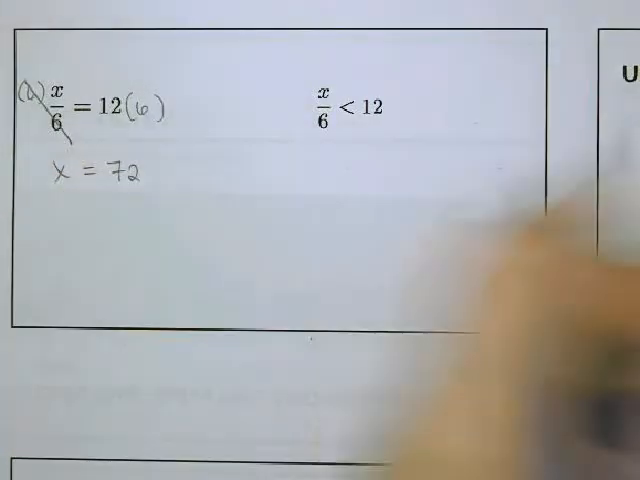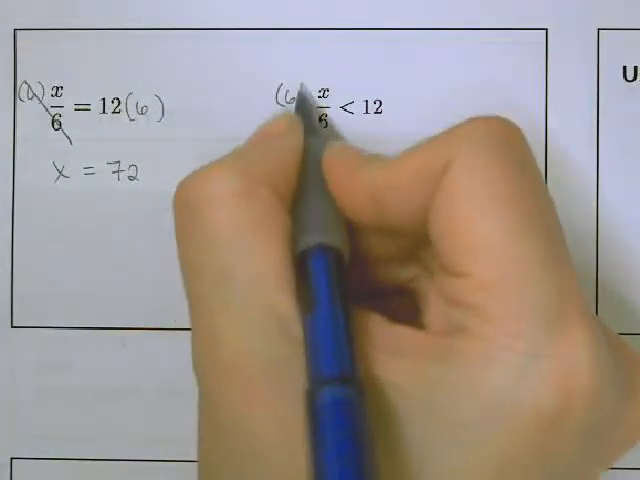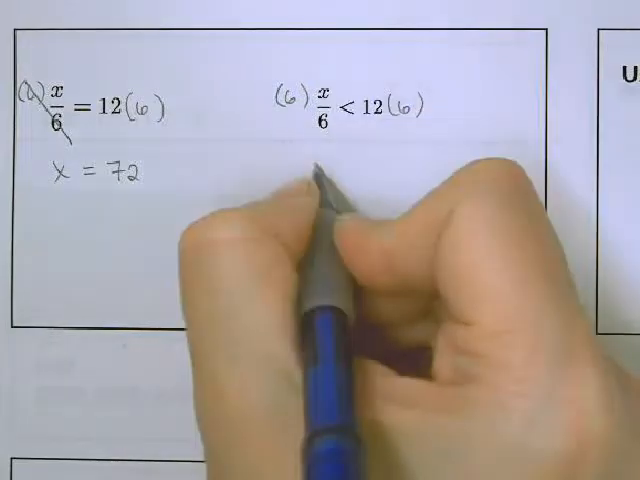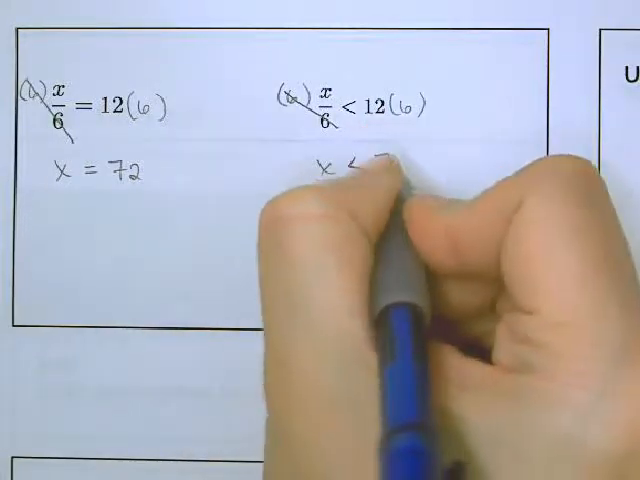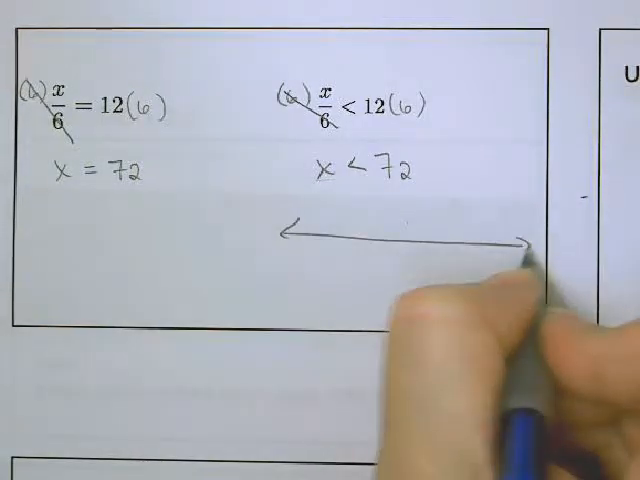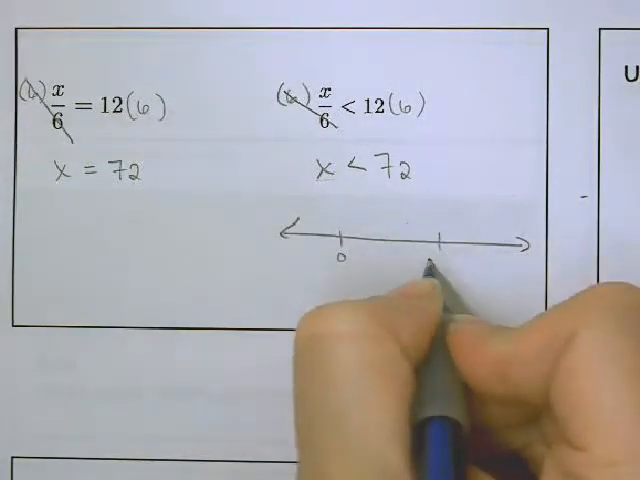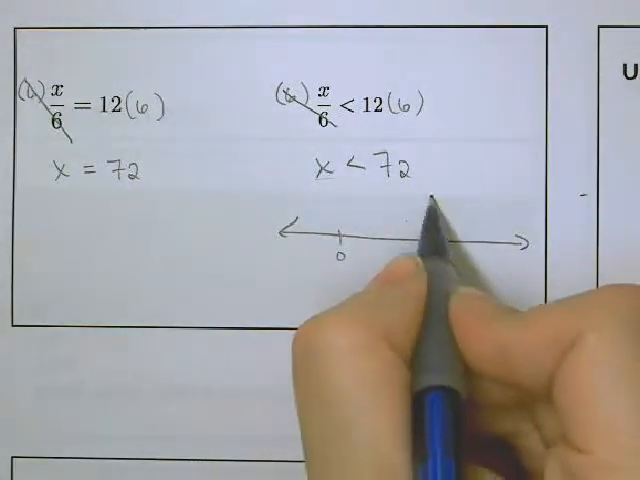If I have the inequality, again, I'm going to multiply by 6. And I have just x, because my 6's divide out. x is less than 72. So then on my number line, it's really just reference to 0. I don't need to worry about scaling. So x can't be 72, but it can be anything under it.